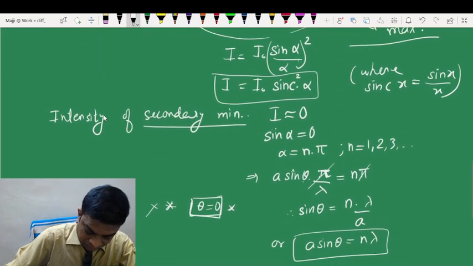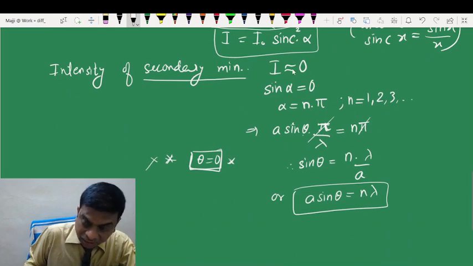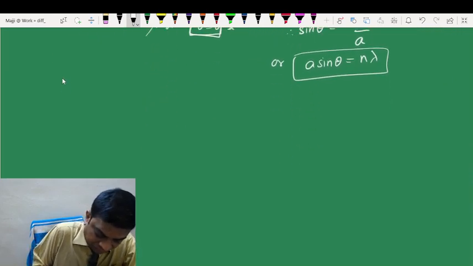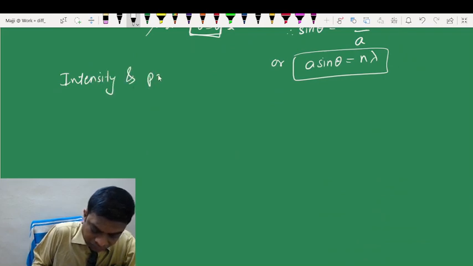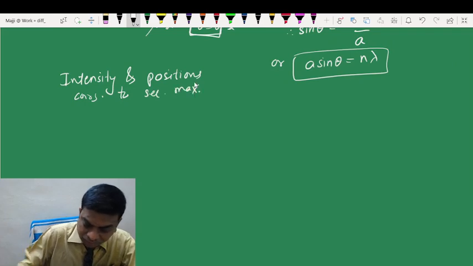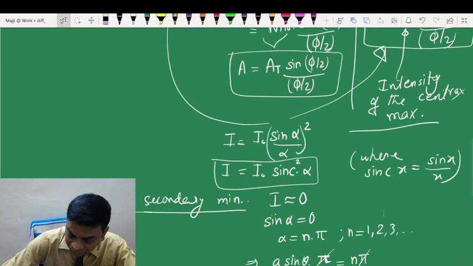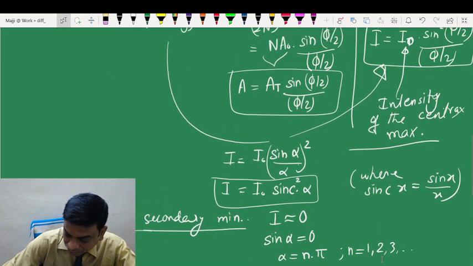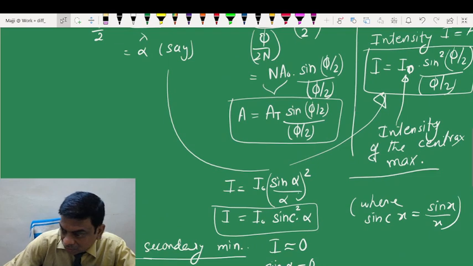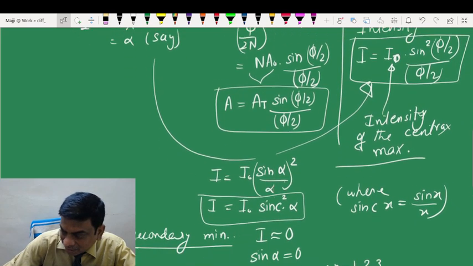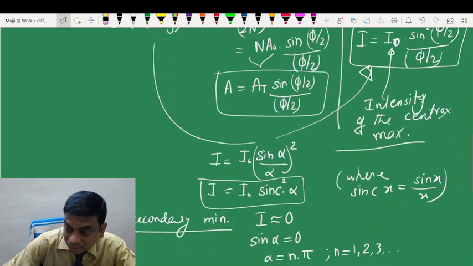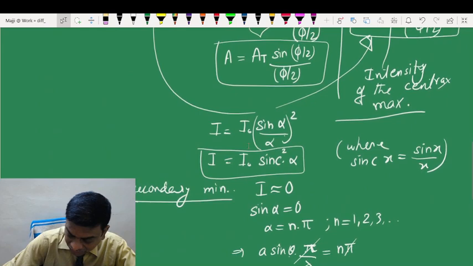Then we want to know the intensity. So intensities are practically 0, negligibly small. Then we want to know the intensities and angular positions corresponding to secondary maxima. In that case, sine has to be maximum here. If sine has to be maximum, then that maximum value could be 1. So sine alpha should be maximum here.